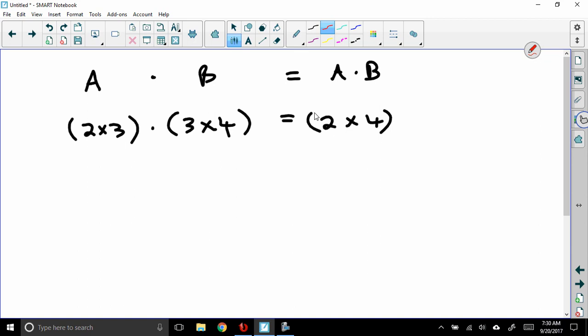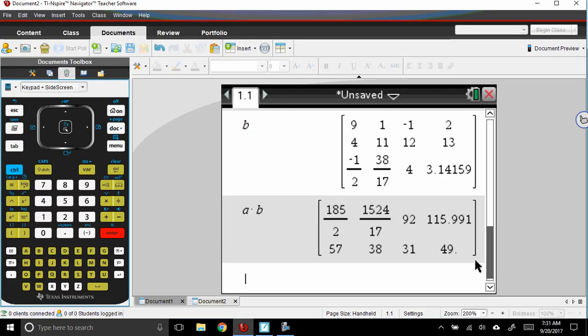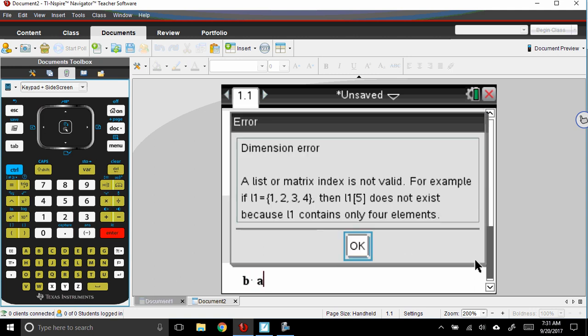Now, if I try to multiply these two matrices in the opposite way, a 3 by 4, which is B, by a 2 by 3, which is A, I want to see what happens here. I want to see what happens with the matrix B times A. Let's see what happens. Maybe we can't even do this. B times A. Dimension error. A list or matrix is not valid. Matrix index is not valid because it only contains 4 elements.